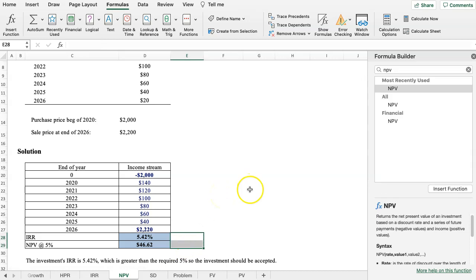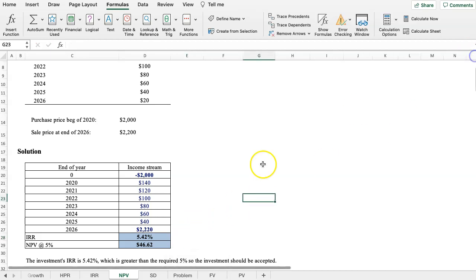Whichever is quicker for you. If you know the function well, you can do equals IRR and start inputting the formula. But if you're not sure about the formula, this formula builder is a good way of getting that done.